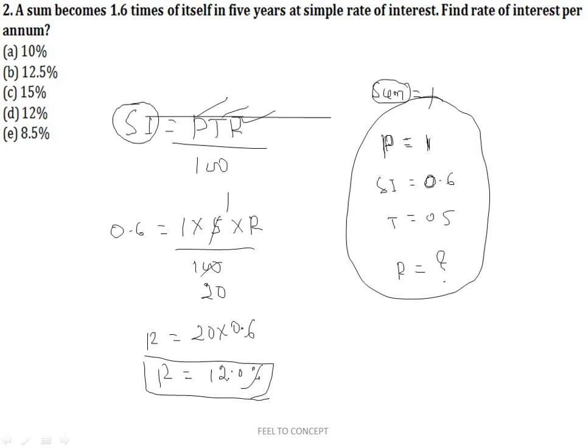The principal is 1, and the sum becomes 1.6 times itself in 5 years. What is the rate of interest? This is the question. The rate of interest of 12% is the right answer.